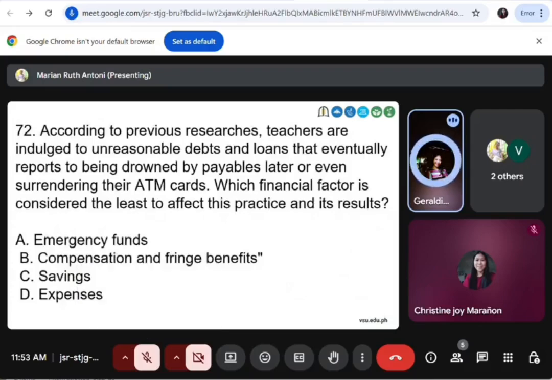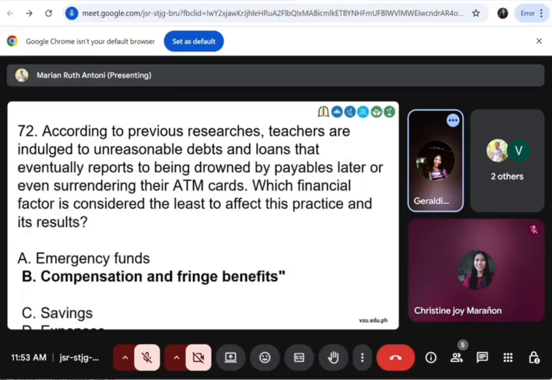According to previous researches, teachers are indulged in unreasonable debts and loans that eventually result in being drawn by payables later or over surrendering their ATM cards. Which financial factor is considered the least to affect this practice and its results? A. Emergency funds. B. Compensations and fringe benefits. C. Savings. Or letter D. Expenses.